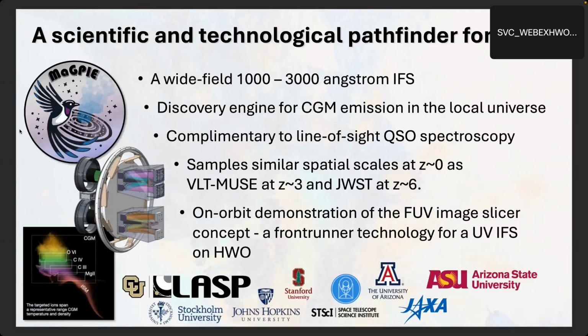So I'll end with a summary here: we think that a way to bolster CGM science and maximally utilize a future HabWorlds IFU is to do a preliminary mission that looks like itself a UV IFU with relatively coarse spatial resolution, but high sensitivity and high field of view. These observations are complementary to our current tools, and it would be an early demonstration of the slicer concept, which right now seems to be a forerunner for the HabWorlds IFU.